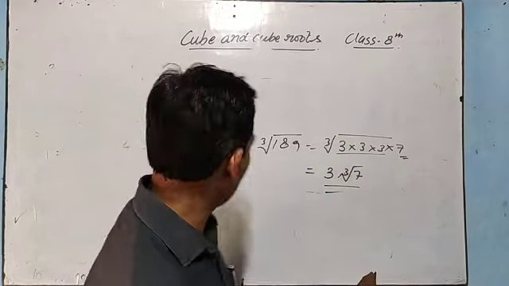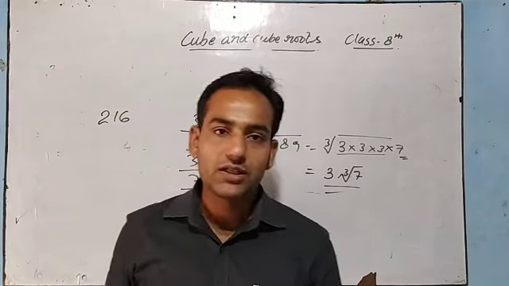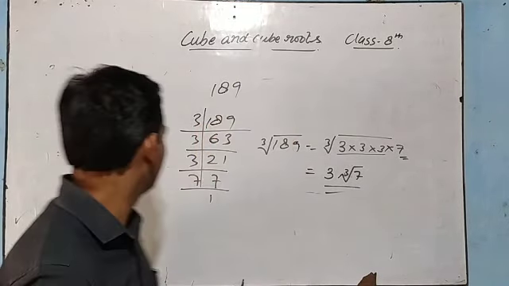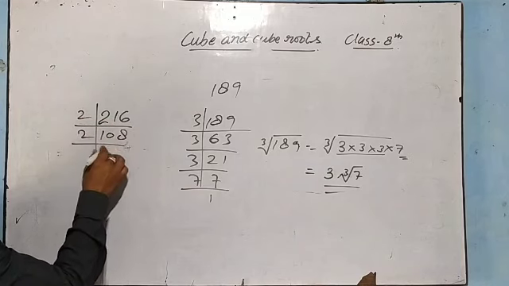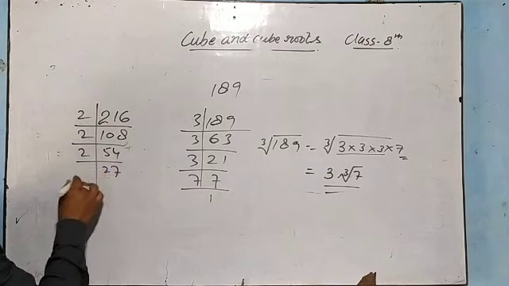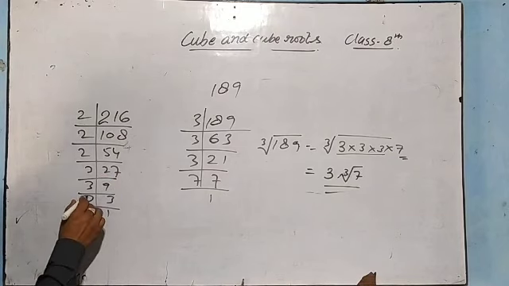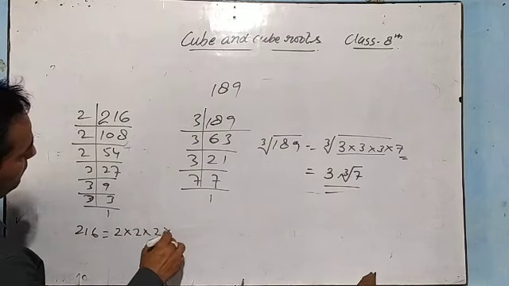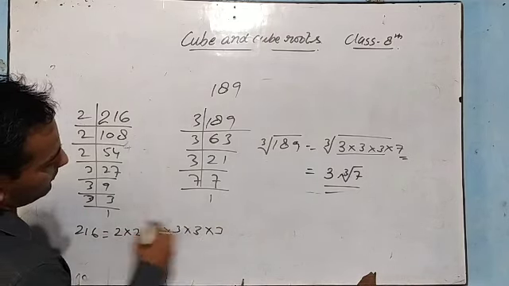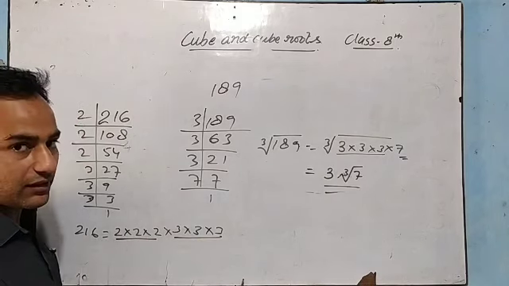Let us take one more example. 216. Check whether 216 is a perfect cube or not. 2 1s are 2, 2 8s are 16, 2 5s are 10, 2 4s are, 2 2s are, 2 7s are, 3 9s are, 3 3s are, and 3 1s are 3. So 216 means 2 multiplied by 2 multiplied by 2, 3 multiplied by 3 multiplied by 3. So a triplet of 2 is there, a triplet of 3 is there. So 216 is a perfect cube.